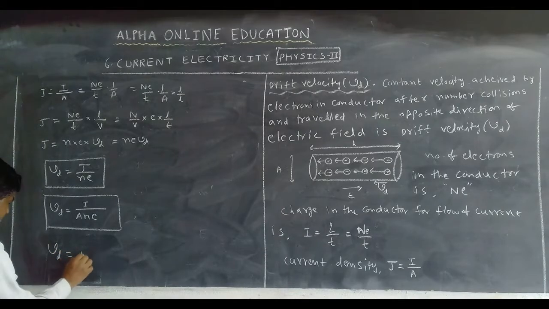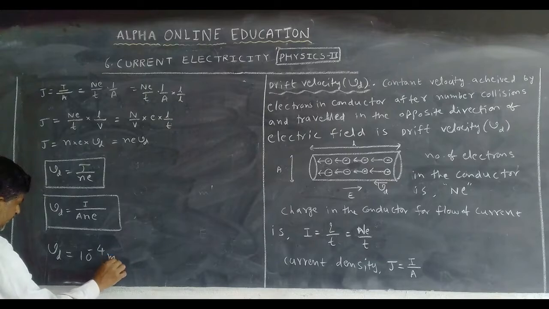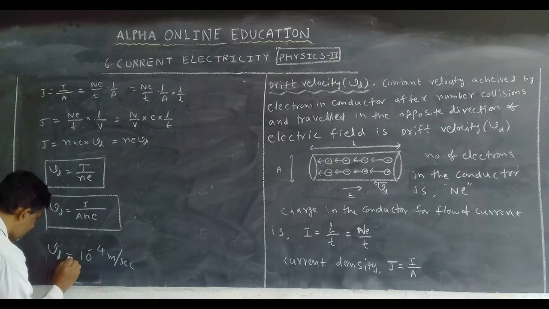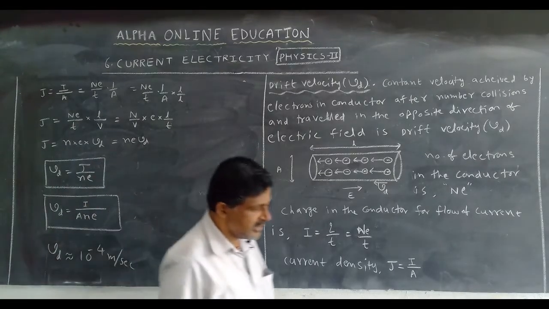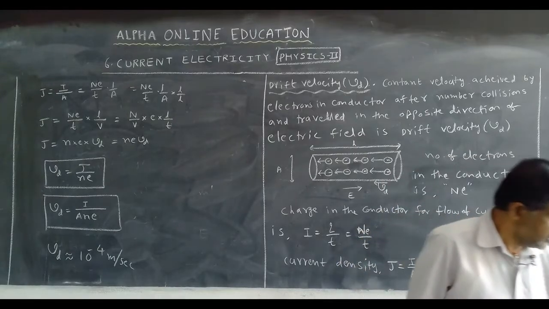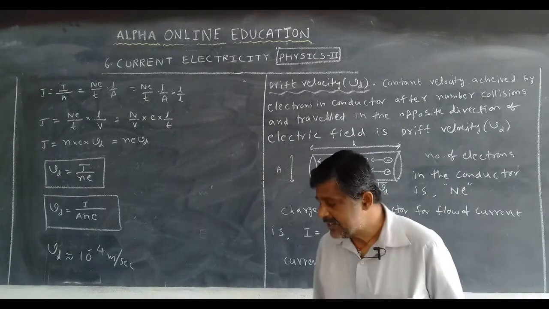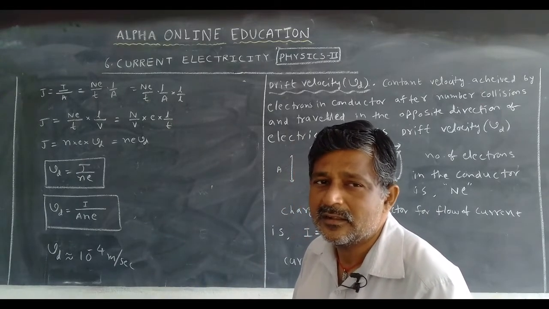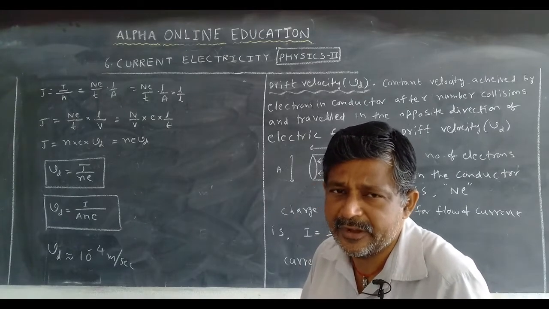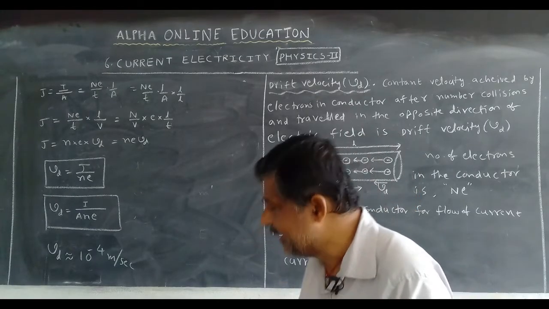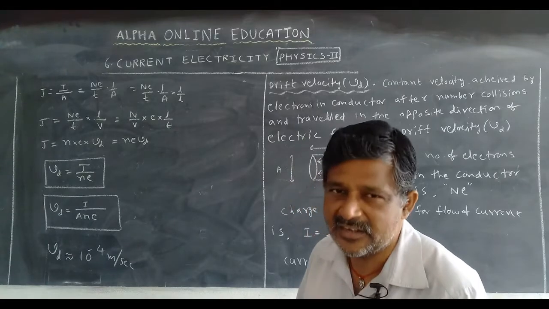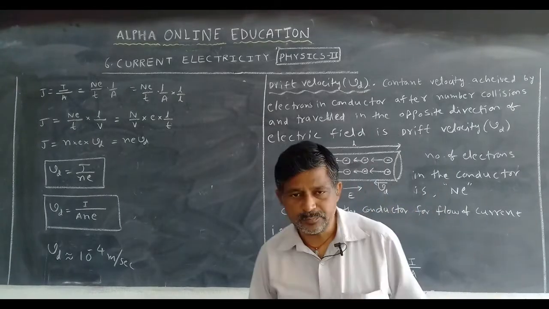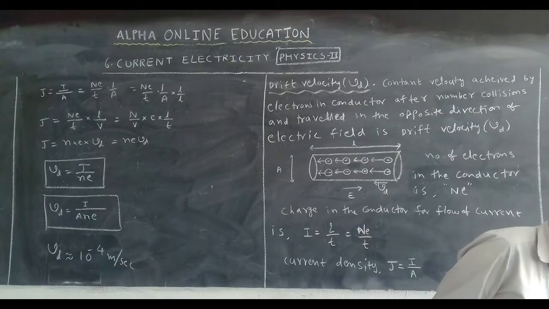This drift velocity is approximately 10 to the power of -4 meter per second in the conductor. Why? n is the number of electrons per unit volume. Let us take unit length and unit cross-sectional area of a conductor. In that case, the drift velocity is approximately 10 to the power of -4 meter per second.